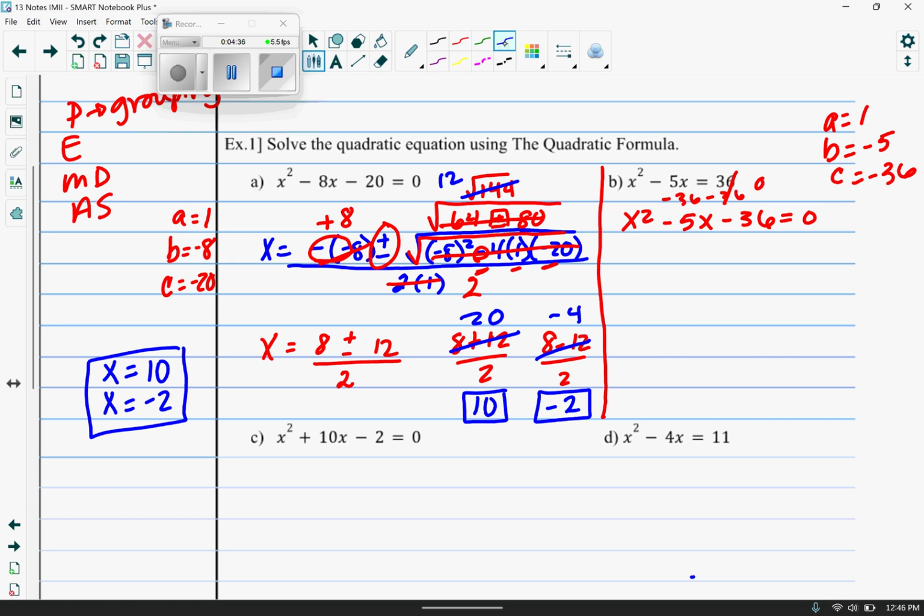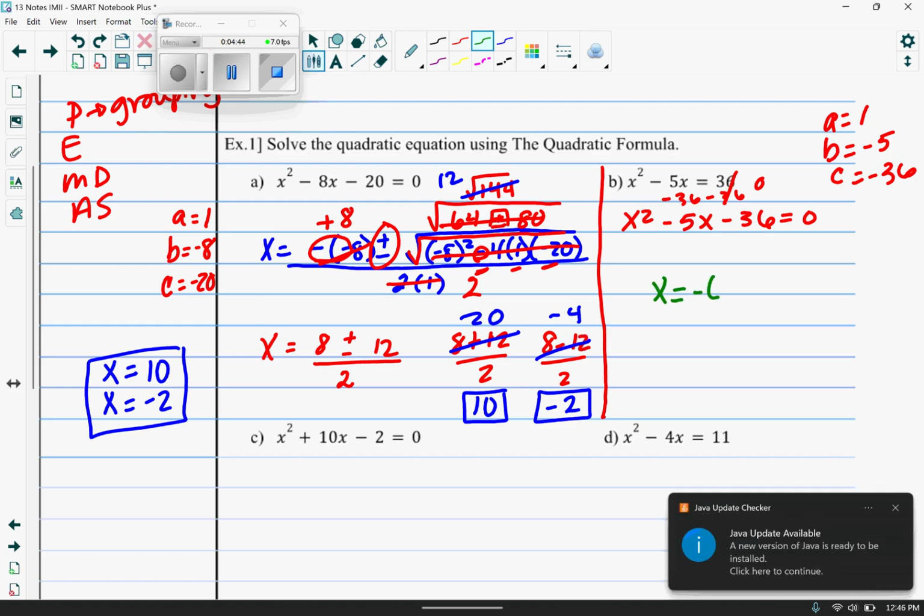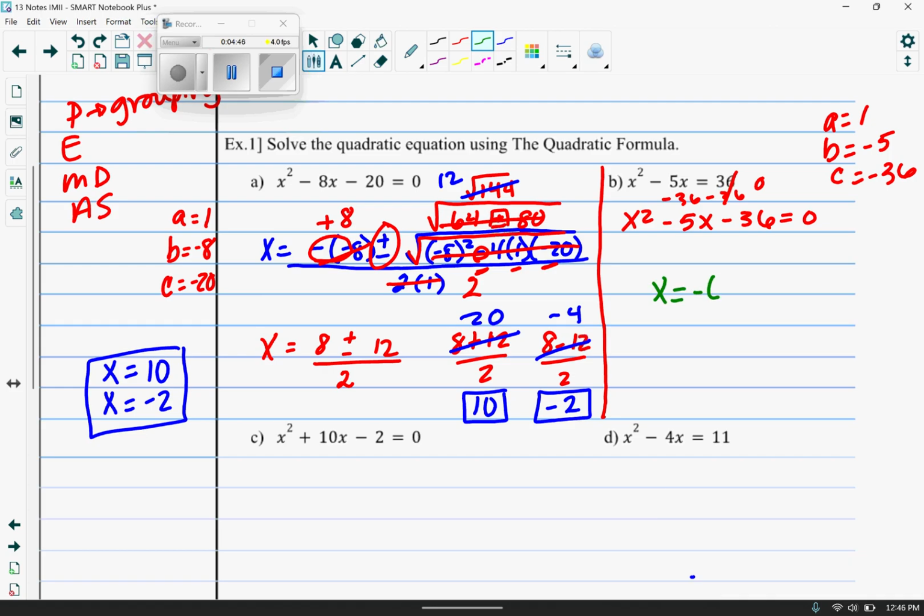We're going to plug in what we know. I'm going to choose a different color here. And I'm going to say x equals opposite of my B value, which is negative 5, plus or minus the square root of negative 5 squared minus 4 times 1 times negative 36, all over 2 times 1.